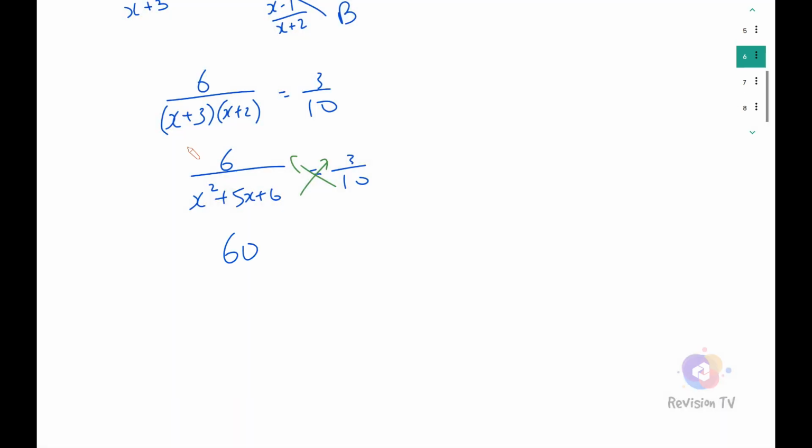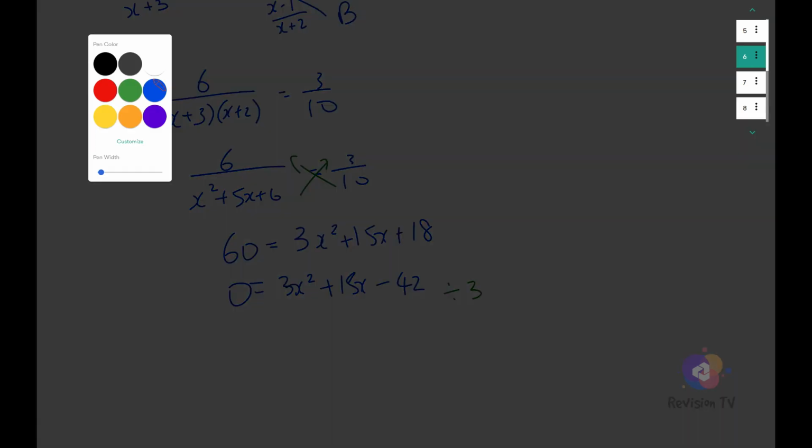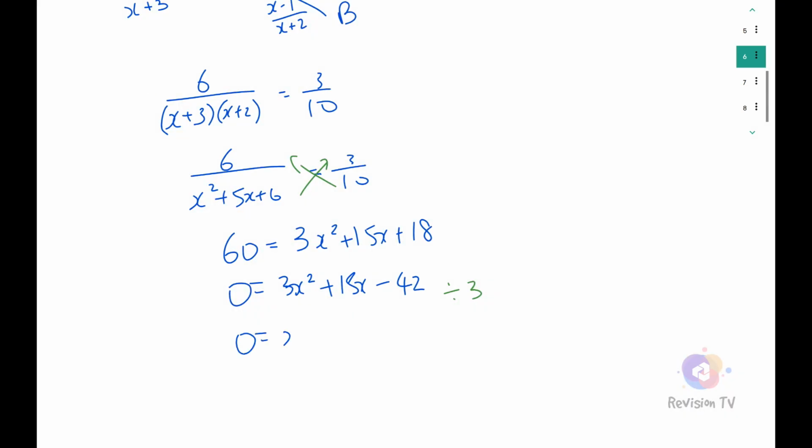So 6 times 10 is 60. 3 times that will be 3x squared plus 15x plus 18. I'm moving 60 to the right hand side, so 0 equals 3x squared plus 15x minus 42. Each number is divisible by 3, so I will divide every single number by 3 to make my life easier. So 0 equals x squared plus 5x minus 14.